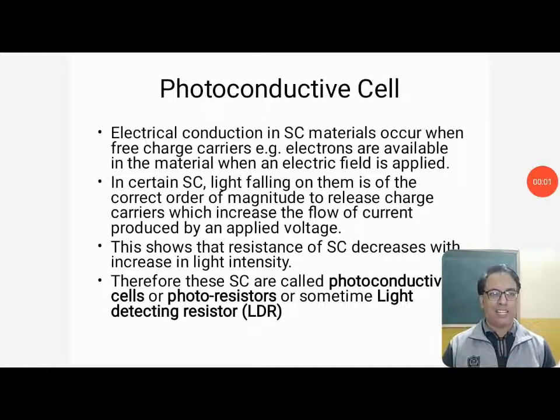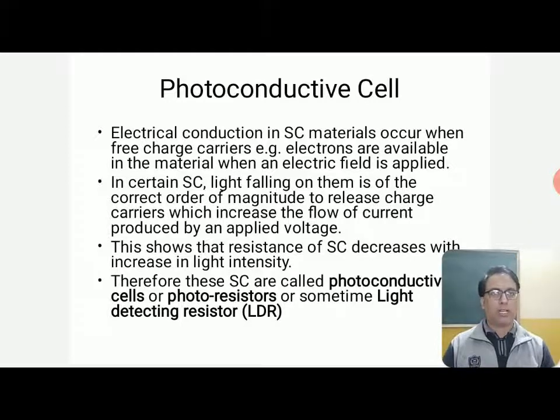Hello. Now we come to the second lecture on the photoelectric transducers, in which till now we have seen the photocells and the photomultipliers. Now we come to the third class of photoelectric transducers, that are photoconductive cells.